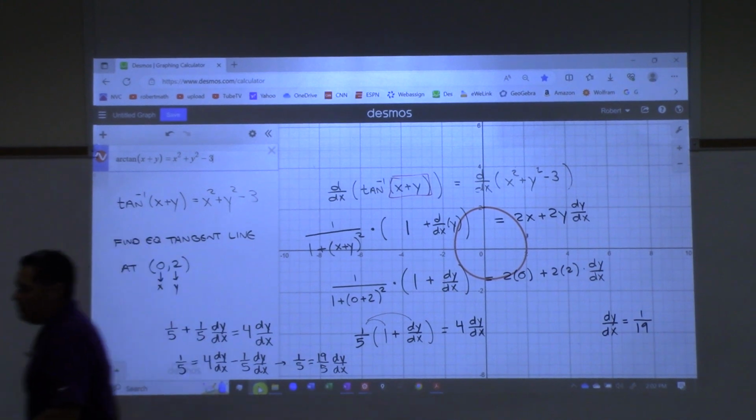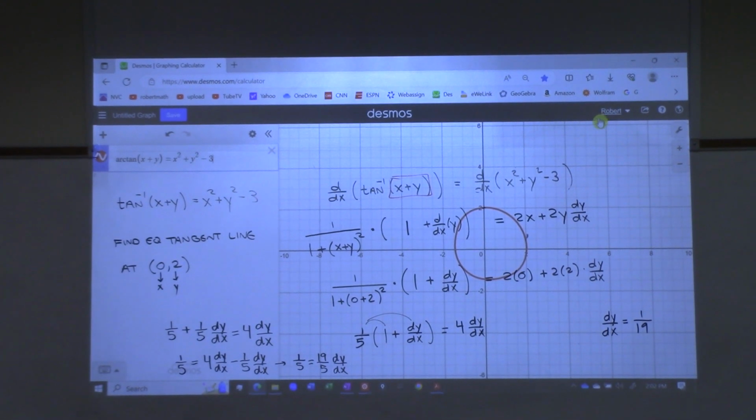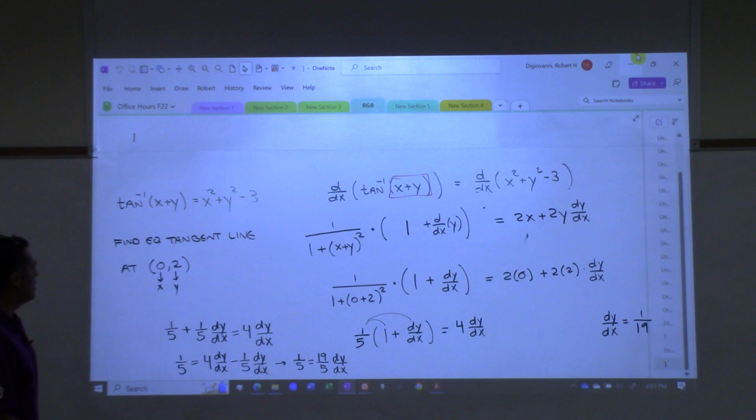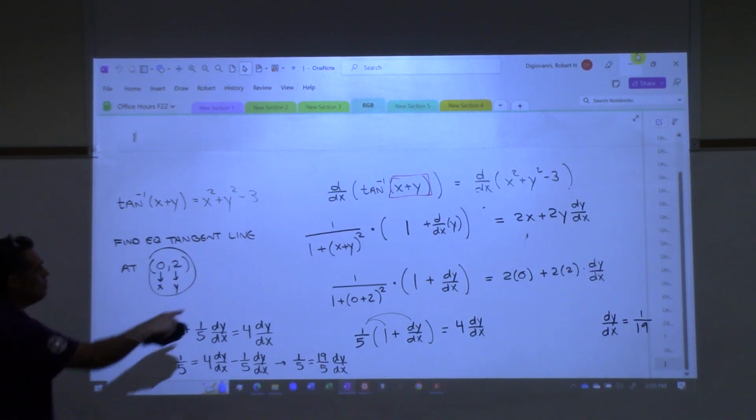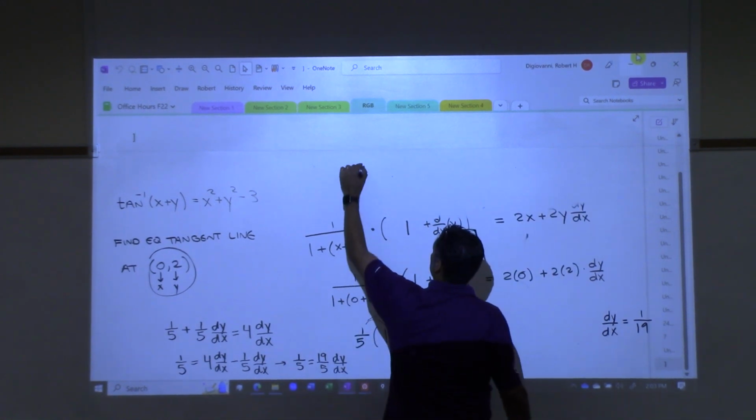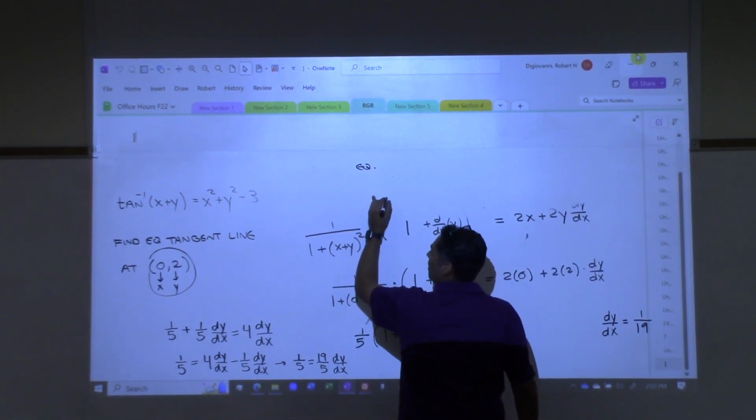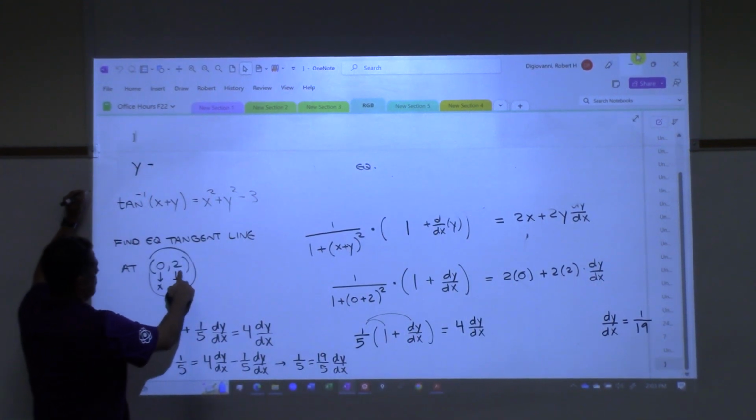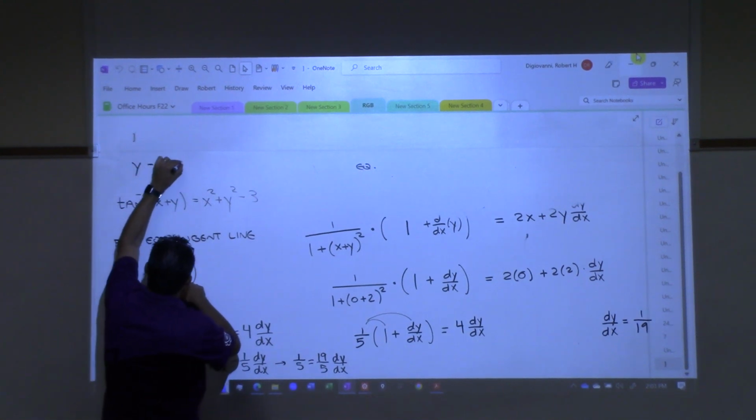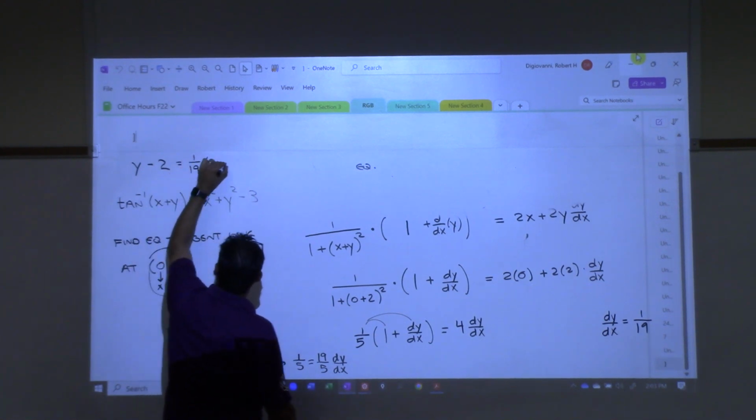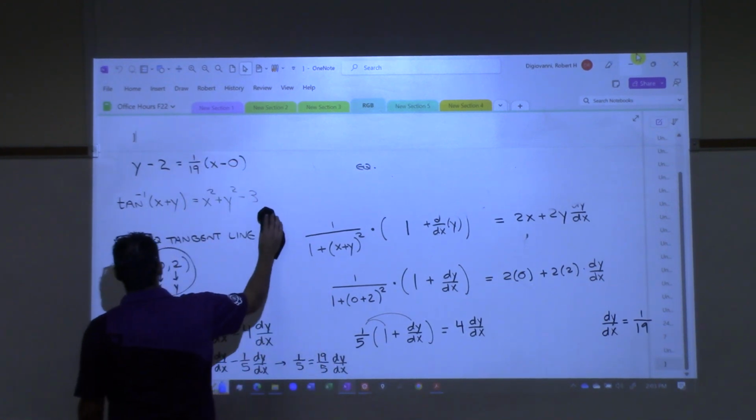We haven't answered the question, have we? That's just the slope. Does anyone have any questions up to that point, though? No? Equation of the line. Here's my point, there's my slope. I go back to the point-slope formula. So here's the equation. It's going to be y minus what? 2. Y minus 2 equals the slope, 1 over 19, and then x minus 0, which is just x. There it is.